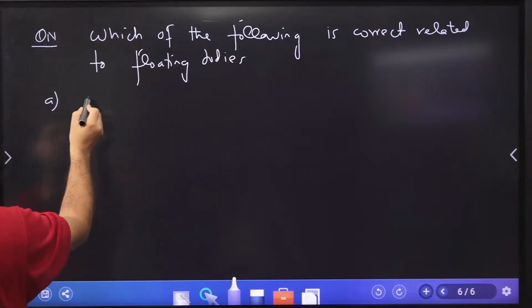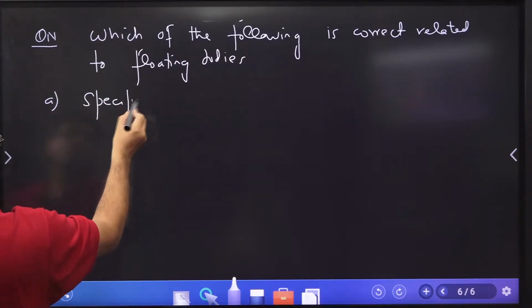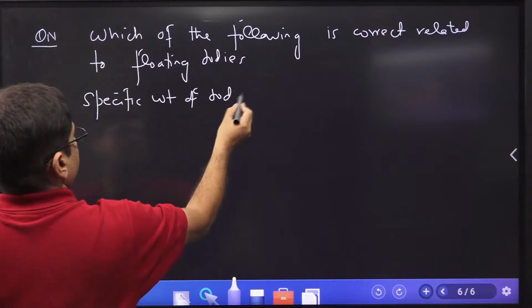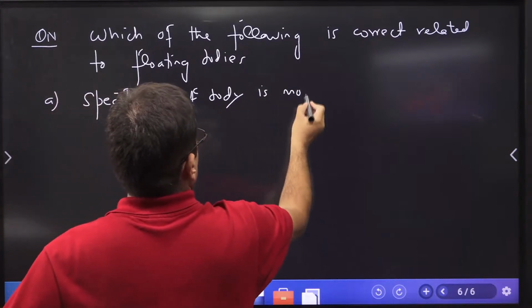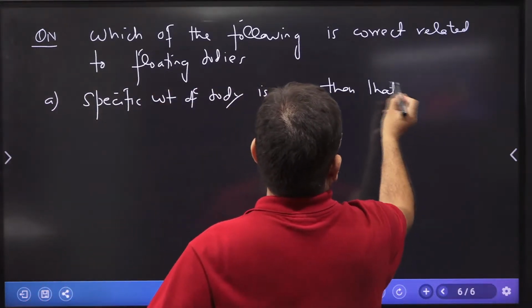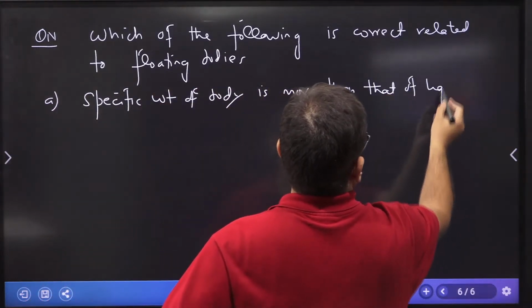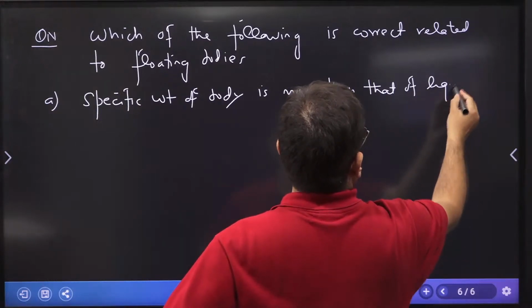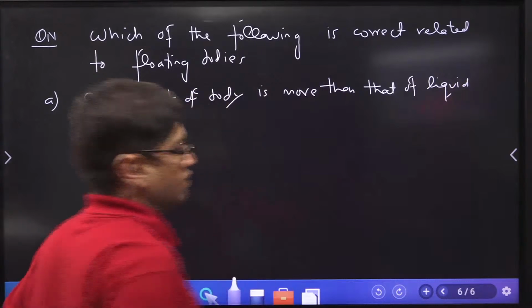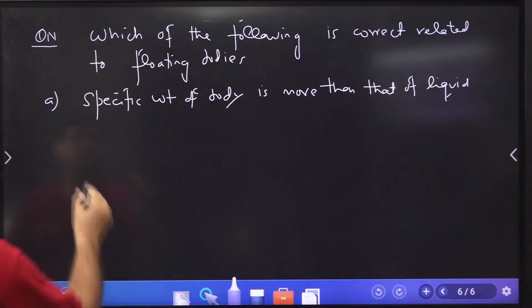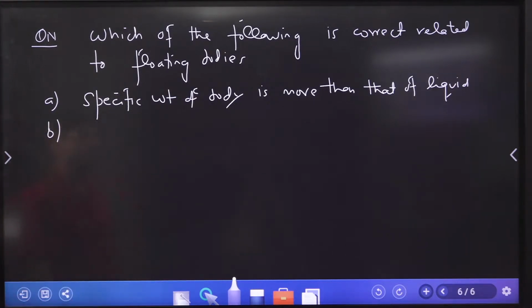Choice A, specific weight of body is more than that of liquid. Is this a correct statement? So if there is a floating body, is the specific weight of the body more than that of the liquid or not?